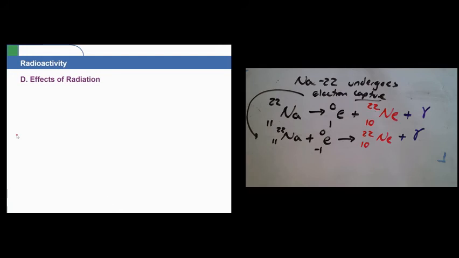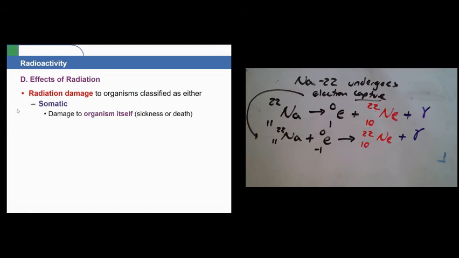Next, something that people often worry about are the effects of radiation. Well, we're not going to go too much into detail on this, but just a few things to let you know. So radiation damage to organisms is classified as either somatic, which is damage to the organism itself. So if you are exposed to radiation and you yourself get sick, then it's considered somatic. And this occurs primarily because radiation tends to wreak havoc with your DNA, all right? And in an individual cell, if your DNA gets messed up too much, you learn this in biology, it dies. And that's what causes this sickness.